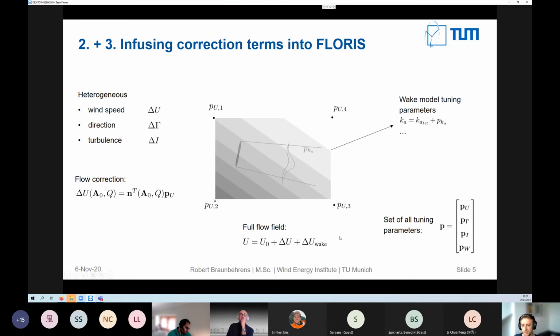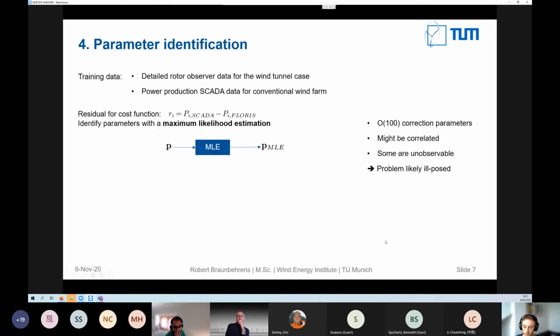And this ends up in a lot of correction or tuning parameters, P, which is a long vector, stacked here by the different kinds of corrections we do. So we have all the wake model parameters that we want to calibrate, and all the flow tuning nodes and all the turbulence intensity tuning nodes. And as I said, this whole vector now needs to be identified simultaneously. So just the conventional calibration together with the additional data-driven, model-agnostic correction.